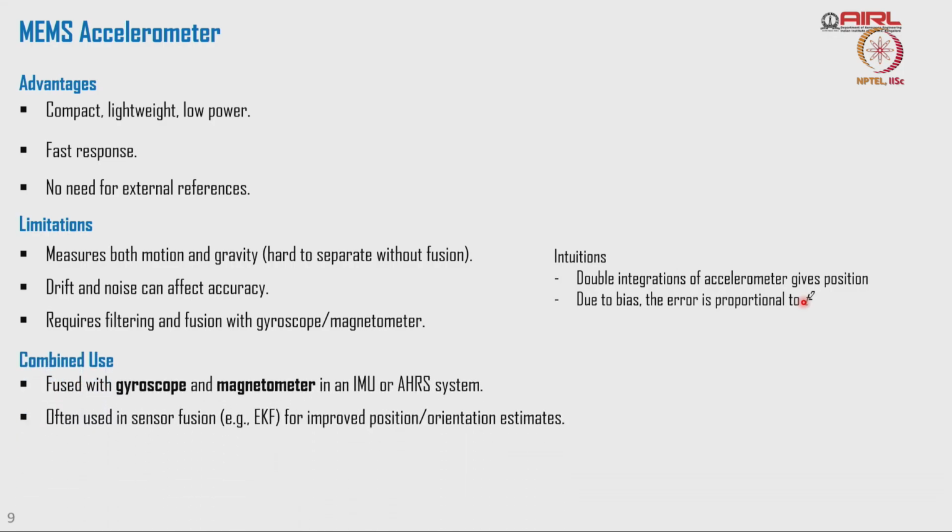So, usually it is combined with a gyroscope and magnetometer to reduce this error, but if you have a global positioning system, that is another sensor which will help us to reduce this drift much further. We will discuss this a little later, okay.